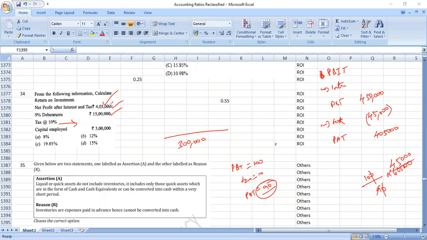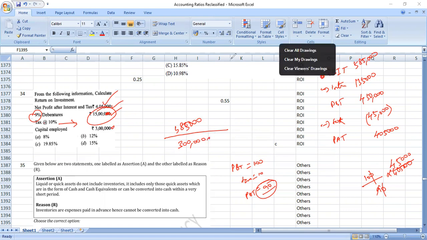And interest is 9% on 15 lakh. So it's 15 lakh into 9%. 15 into 9 is 135, followed by 3 zeros. So 1,35,000 is your interest. So profit before interest and tax will be 4,50,000 plus 1,35,000, which is 5,85,000. So 5,85,000 for a capital employed of 3 lakh. I think this is 30 lakhs.